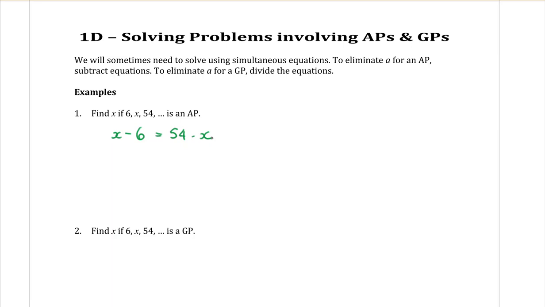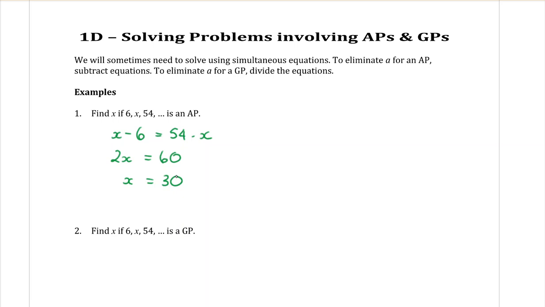So let's move the negative X across to this side, it would become 2X. And while we're at it, the minus 6, move it to that side, would become 60. If we divide by 2, we get X is equal to 30. Okay? That's it. I have found X. That's all I had to do.